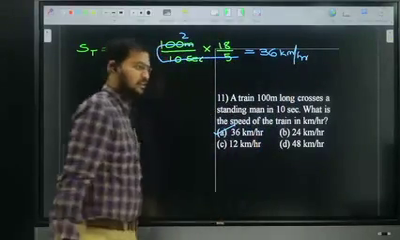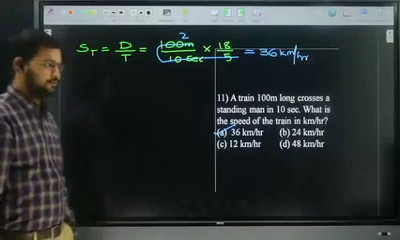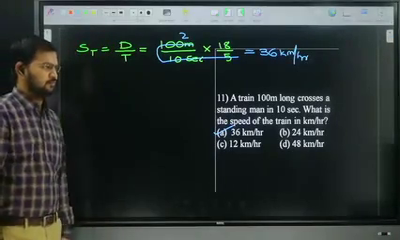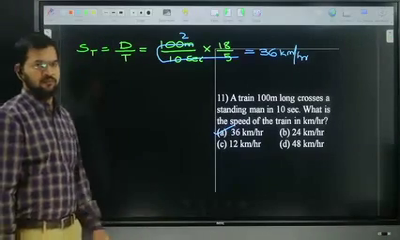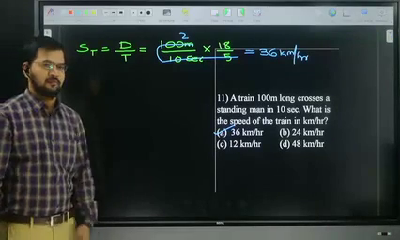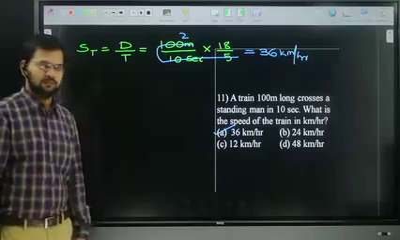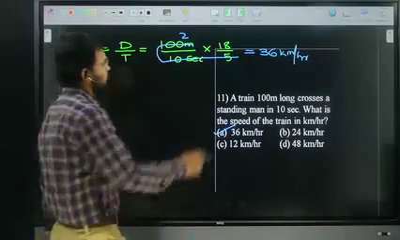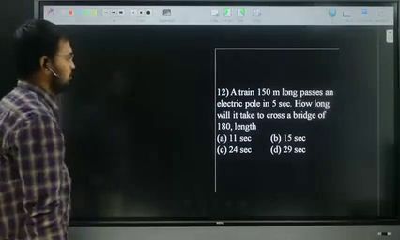Option A is the right answer. All of you clear? Next.